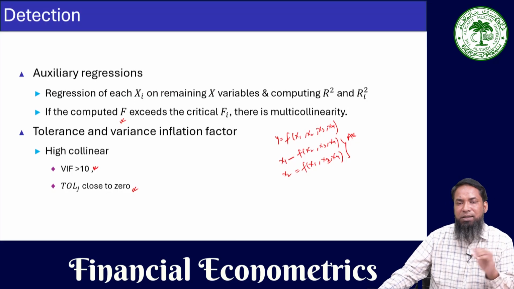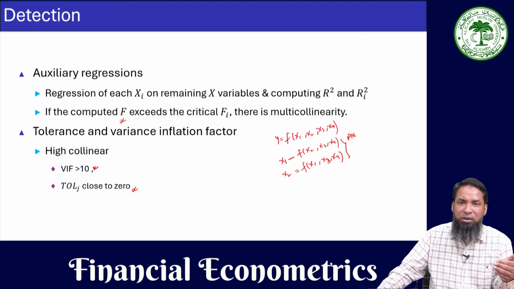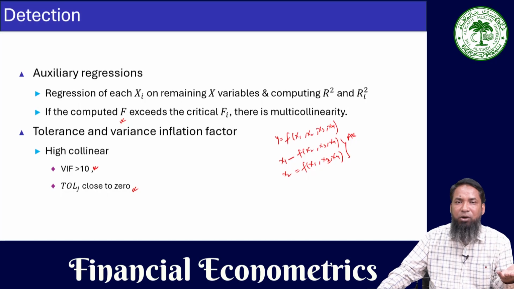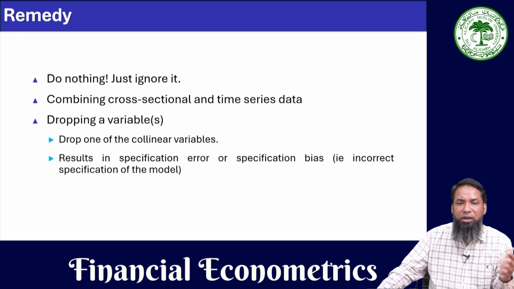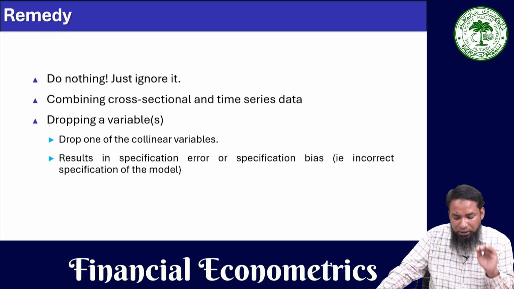Now, if we have used any of these methods and we are able to detect the presence of multicollinearity, then what is the way out? What should we do? There are two or three approaches we have. One, do nothing, just ignore. There are certain arguments that you should not worry about the multicollinearity problem and should not do anything.